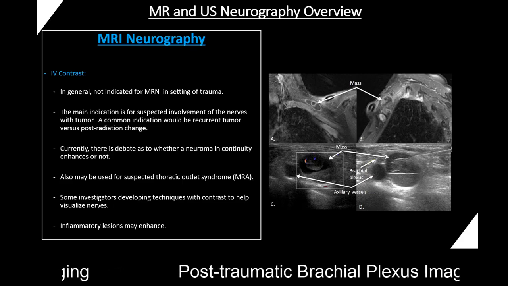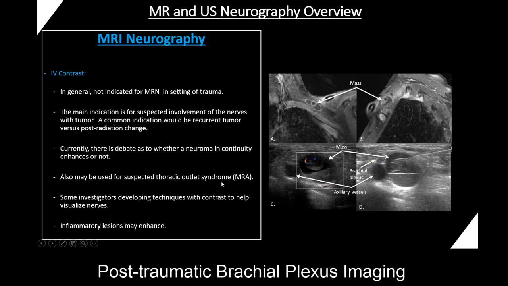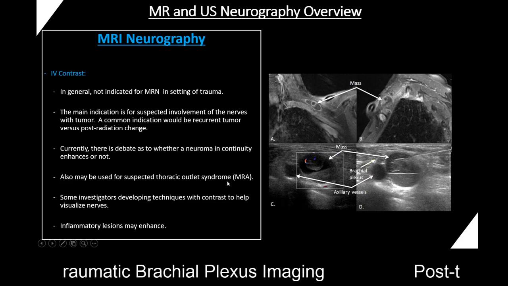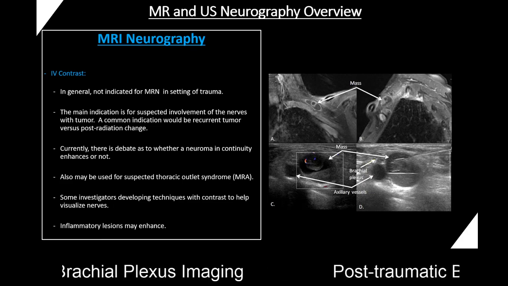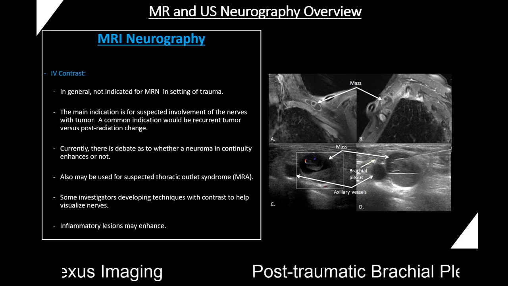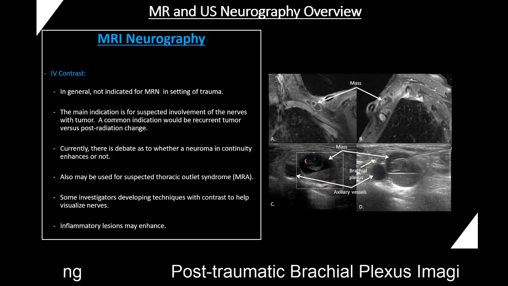Thoracic outlet syndrome protocols often will use contrast for the MRA, so they may do arms up and arms down, looking for narrowing around the vessels. Some investigators are developing techniques with contrast to look at the nerves, and there is a possibility that this would be helpful in the setting of inflammatory or demyelinating lesions looking for injury to the nerves.